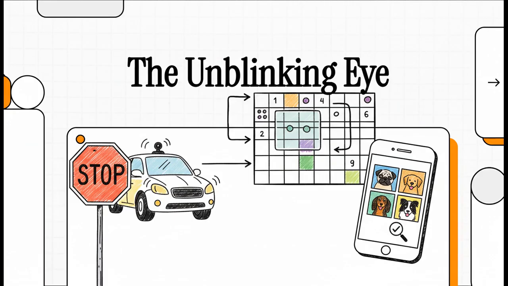Well, the answer is pretty incredible. It's an architecture that's actually inspired by how our own brains work. So let's dive in and break down how AI really learned to see.